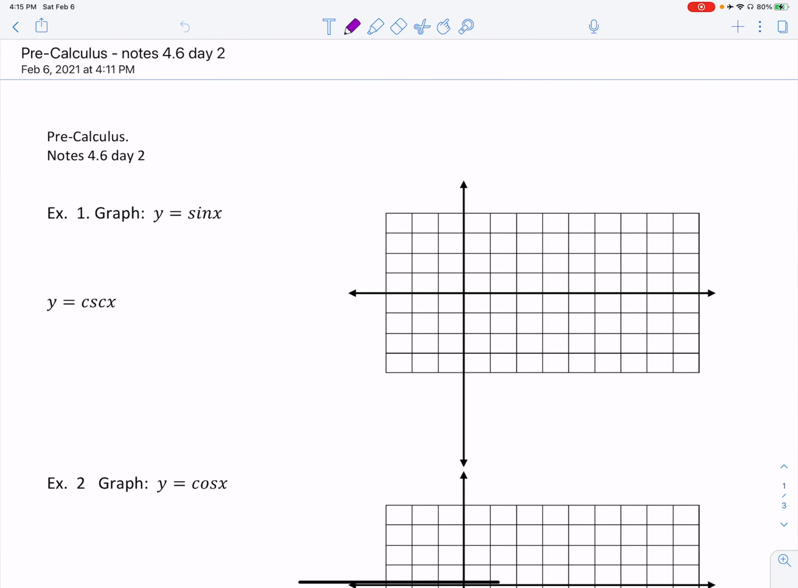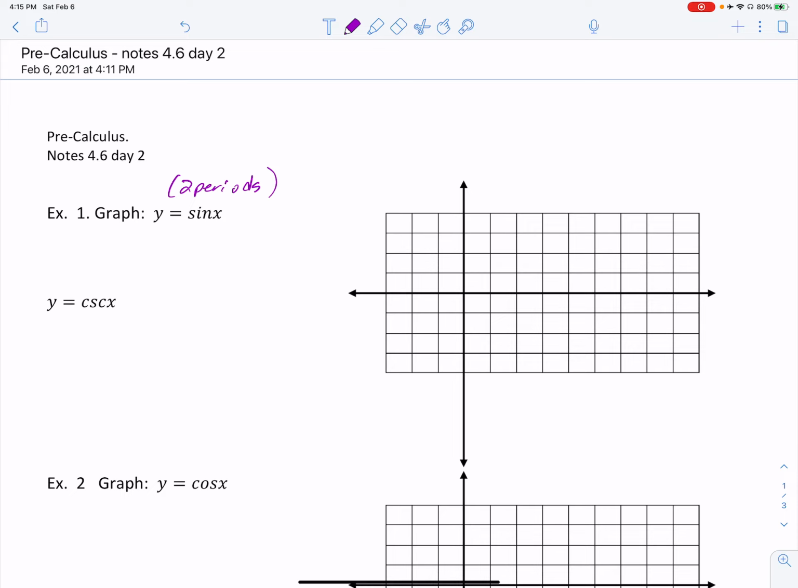Precalculus 4.6 Day 2 notes. We're going to be looking at the graphs of cosecant and secant, which are reciprocal functions of sine. And so to do this, we are going to start by graphing two periods of sine and just dot that.